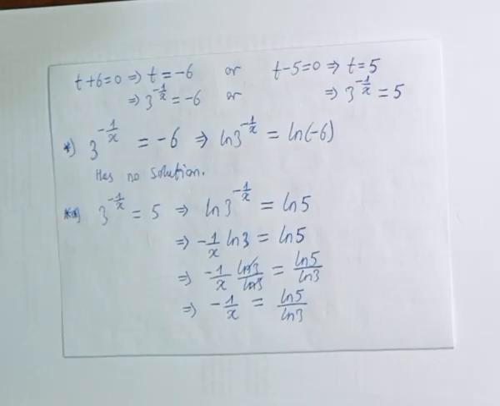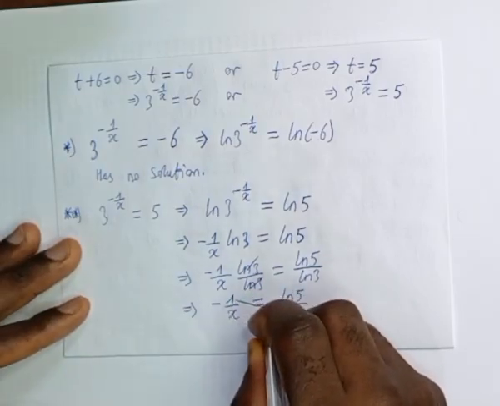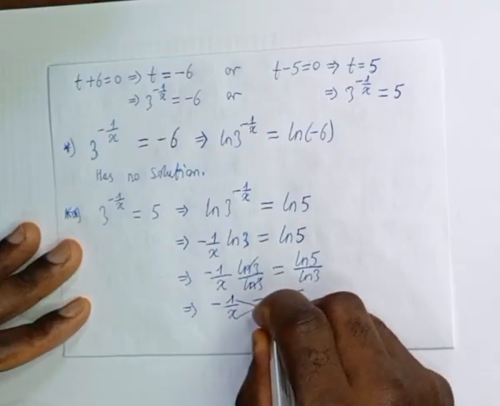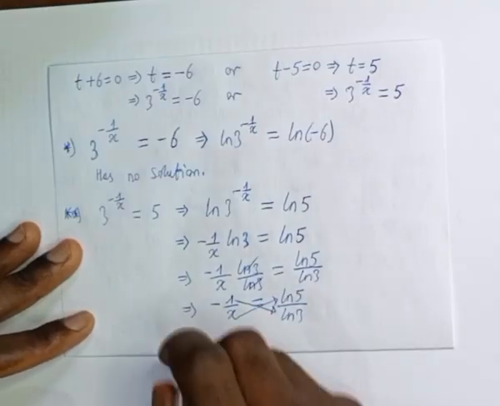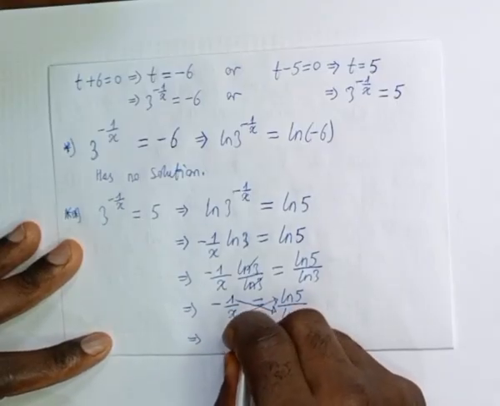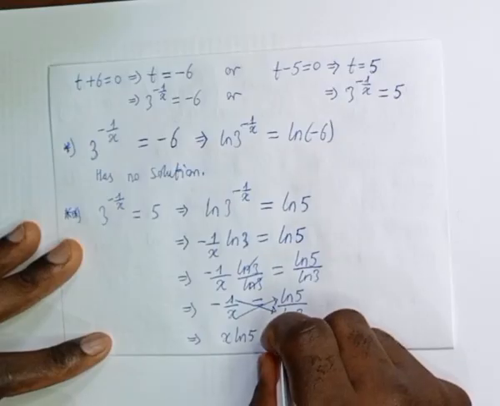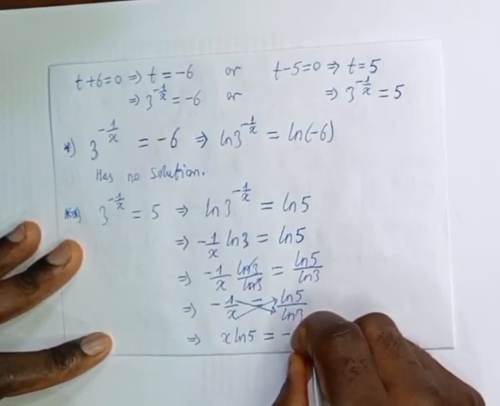Next step, since we are solving for x, we can decide to take the reciprocal of both sides, or let's just simply perform cross multiplication. Cross multiply, take this times this, equate it to this times this. This will imply that x ln 5 will be equal to negative 1 times ln 3, which gives us negative ln 3.